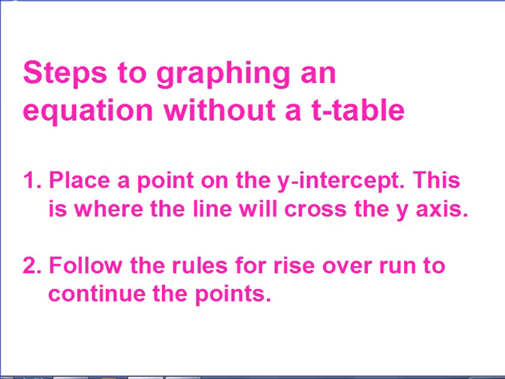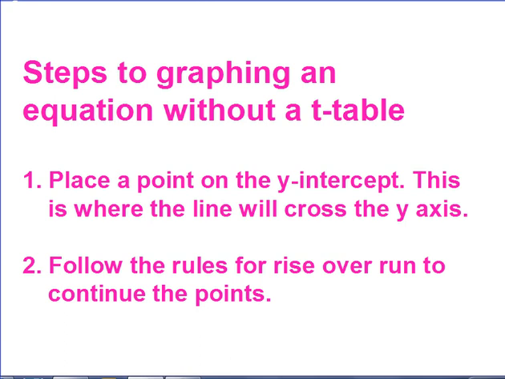So let's see how we're going to use that. We're going to follow these steps to graphing an equation without a t-table. The first step is to place a point on the y-intercept. That's what I just showed you how to do. This is where the line will cross the y-axis. Number 2, we're going to follow the rules for rise over run to continue the points. So we're going to follow the slope to find where our next points will be. At this point, I'd like you to pause the movie and copy these notes onto your paper so that you know the steps for graphing an equation.